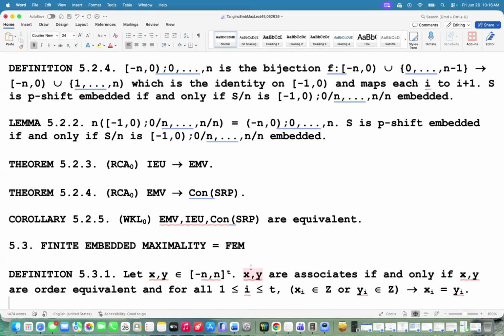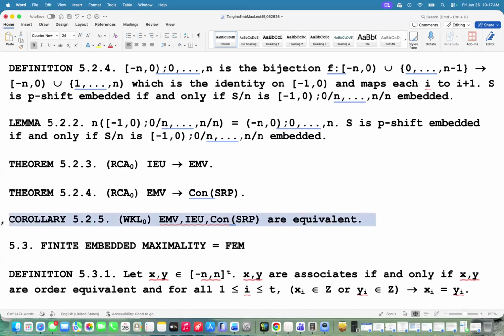Then you can prove IEU implies EMV, and that's pretty clear because IEU is more general. It talks about the usability of quite a number of things, right? Now, the other direction, EMV implies IEU, is not so clear, but you do get Con SRP. And of course, with WKL naught, Con SRP gives you IEU. So you do have this.